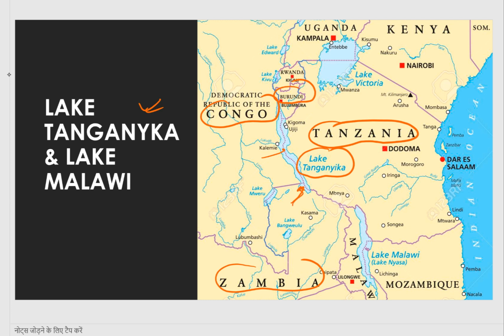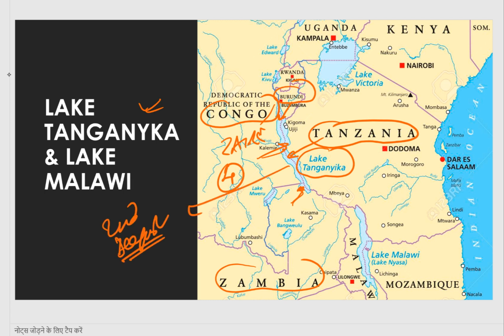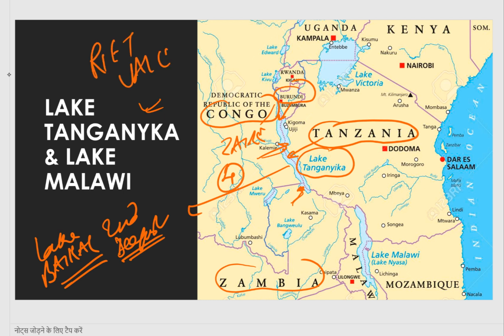So Zambia has a coast. The Democratic Republic of Congo, that is Zaire, has a coast. Burundi has a coast, and Tanzania has a coast. 4 countries have their coast on Lake Tanganyika. And let me tell you, Lake Tanganyika is the 2nd deepest lake of the world after Lake Baikal of Russia. We will see Lake Baikal in the separate mapping of Russia. It lies in the Rift Valley. We are going to see the complete information about the Rift Valley in the last video of Africa.